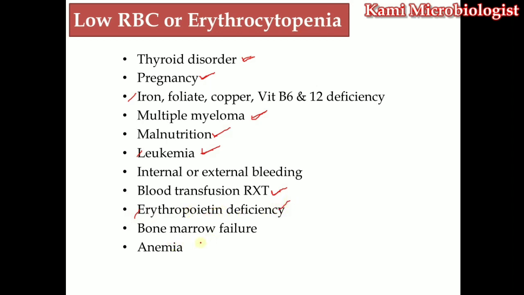We have bone marrow failure, because we know that bone marrow is responsible for producing RBCs at a normal level. But if there is bone marrow failure, obviously the RBC level decreases. In anemia, the RBC level also decreases, because in anemia we have irregularly shaped cells, a low number of RBCs, and a low amount of hemoglobin as well. Due to this, the RBC level decreases.